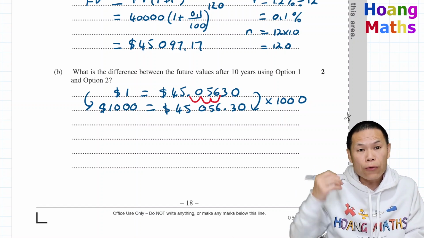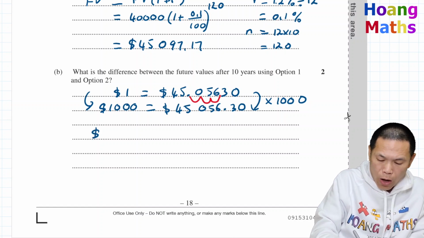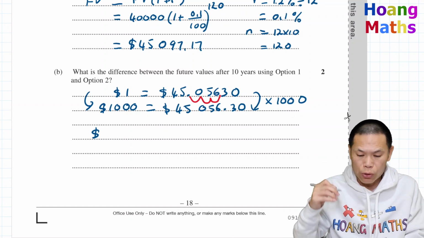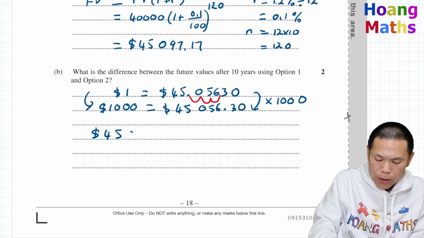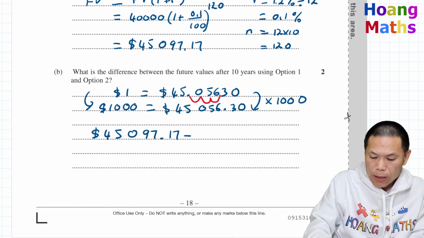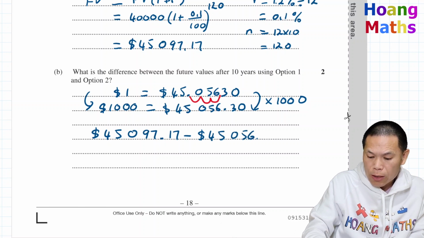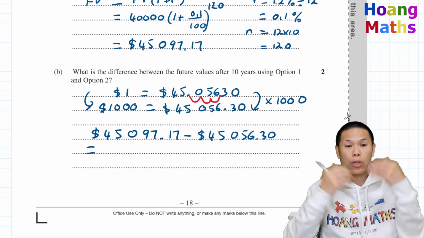Okay. So we need to find the difference. So therefore, what we can do is we just go, the option 1 is more than option 2, right? So which is your option 1? That is $45,097.17, we minus $45,056.30. That will give me, so I put down the calculator.